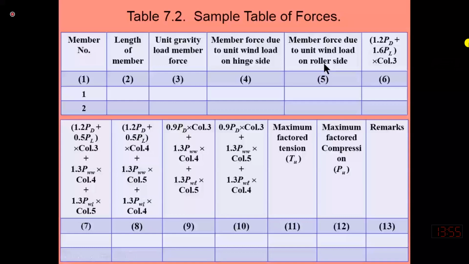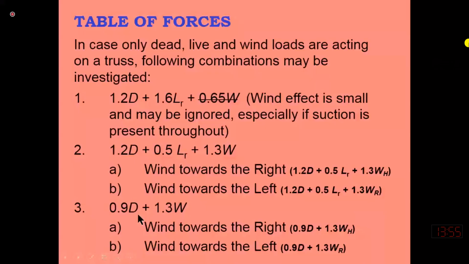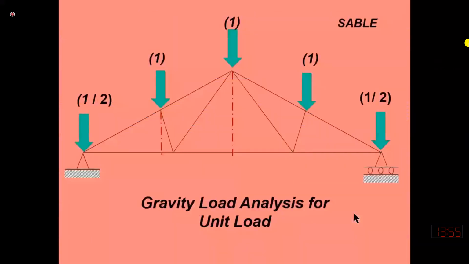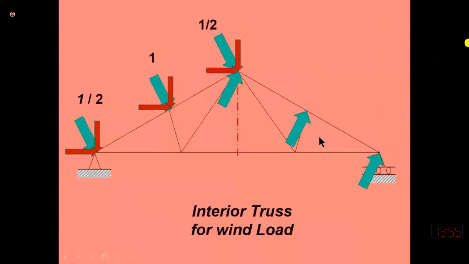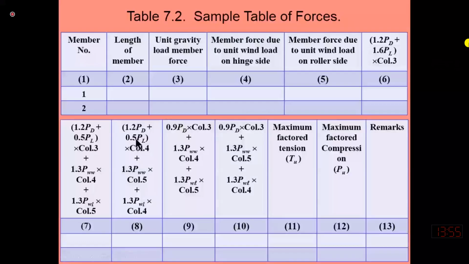Similarly, in column number 8, we have to reverse the wind load analysis. Reverse means that we have to assume that the wind is coming from the right side. So if the wind is coming from this side, this side will become the windward load and this side will become the leeward load. That is exactly the mirror image of each other. So simply what they have done, this factor will remain the same. Now 1.3 windward is multiplied with the column number 4.